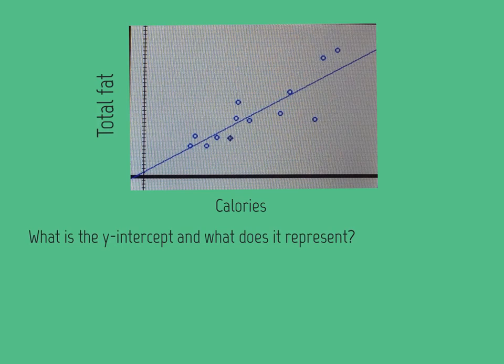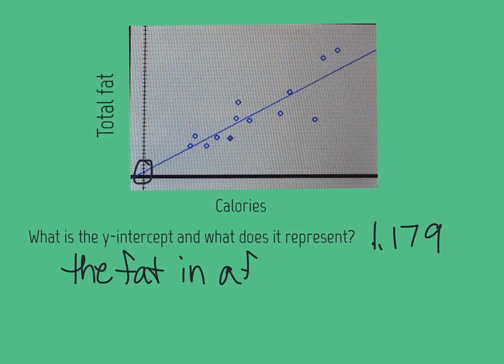All right, next question. What is the y-intercept and what does it represent? So I erased the equation, but our y-intercept was the 1.179. And what does it represent? Well, if you look on the graph right here, the y-axis is fat, the x-axis is calories, the y-intercept is when calories are 0, so that would represent the fat in a food with 0 calories. I don't know if that's true or not, but that's what it represents in our situation here.